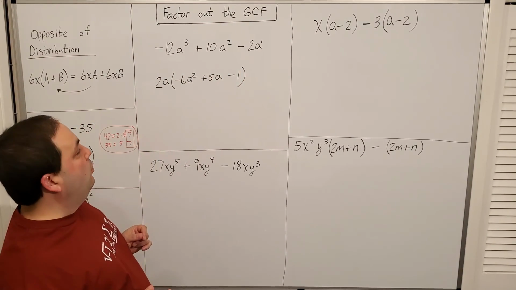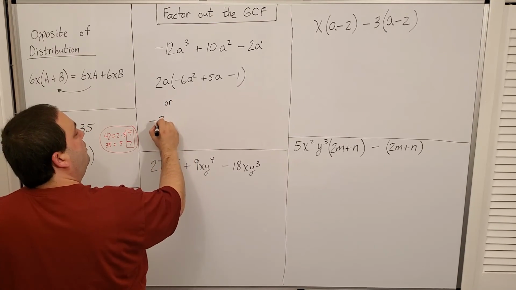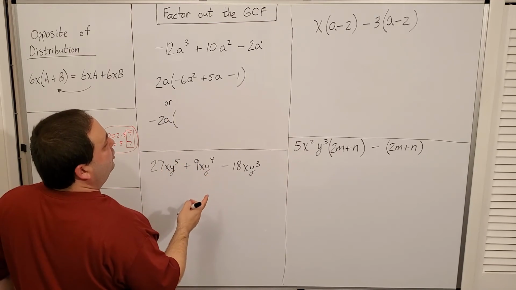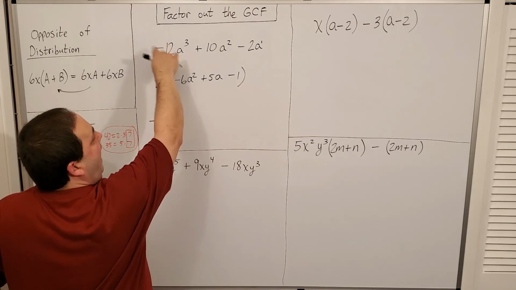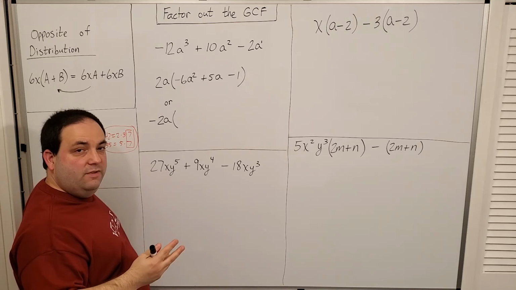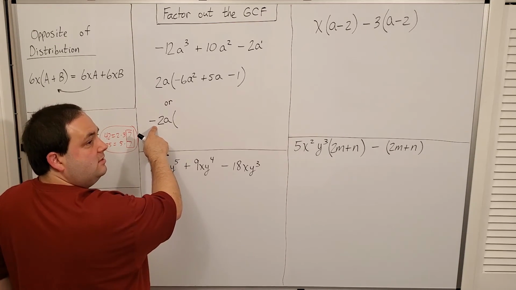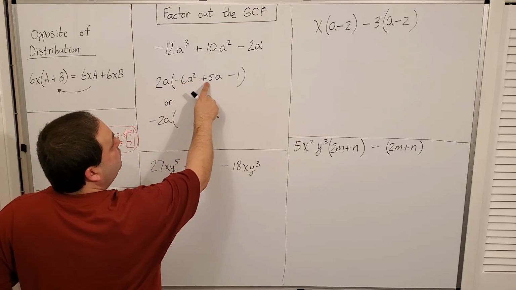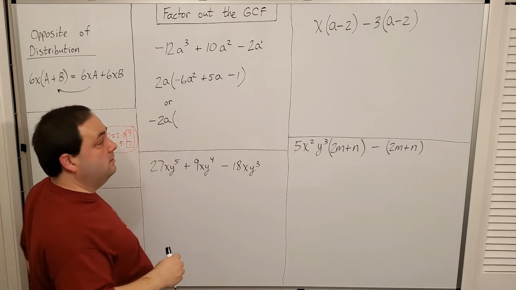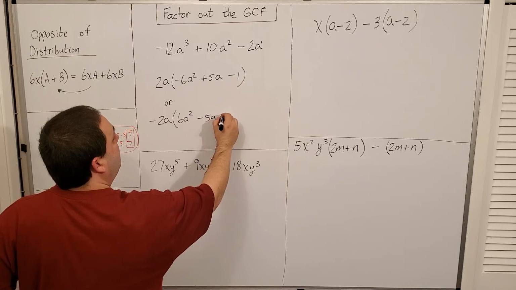But remember, I was saying we had a choice. Or I could have factored out negative 2a here. All that would do is factor a negative out of every piece. And remember, what negatives do in multiplication and division is just change signs. So if this was your choice, that's fine. All of these would just be opposite because all of my divisions would have been opposite. So this would just be 6a squared minus 5a and plus 1.